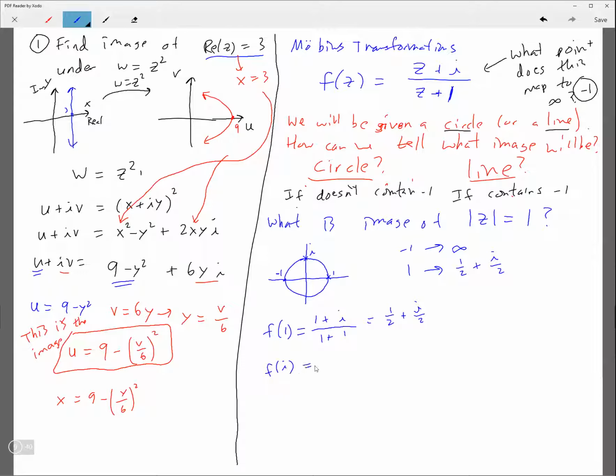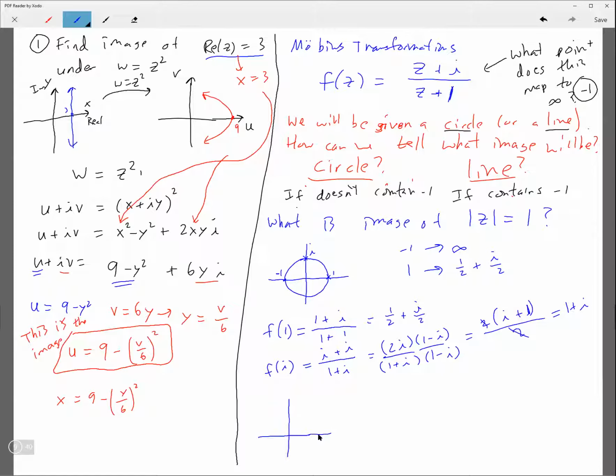And what does i go to? That's going to be i plus i over i plus 1, or 1 plus i. So that's going to be 2i over 1 plus i. And you can't leave it like this, so let's multiply by the conjugate of the denominator. And that's going to give us a 2. And if you distribute the i, you've got i minus i squared, so that's 2i plus 2, and the denominator is going to be 2. They'll just cancel, so it's going to be 1 plus i. Okay, so we know that.